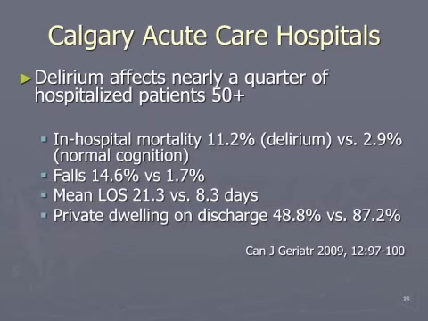We did do a study here in Calgary a few years ago looking at cognitive impairment in hospital. And we found that delirium affected nearly a quarter of all hospitalized patients in Calgary who are 50 years of age or greater. Their in-hospital mortality was 11.2% compared to 2.9% in those people who had normal cognition. The risk of falling in this group was 14.6% during their stay in hospital compared to 1.7%. Their length of stay was over twice as long, 21.3 days versus 8.3 days. And they were much less likely to be discharged to a private residence on leaving hospital, 48.8% compared to 87.2%.